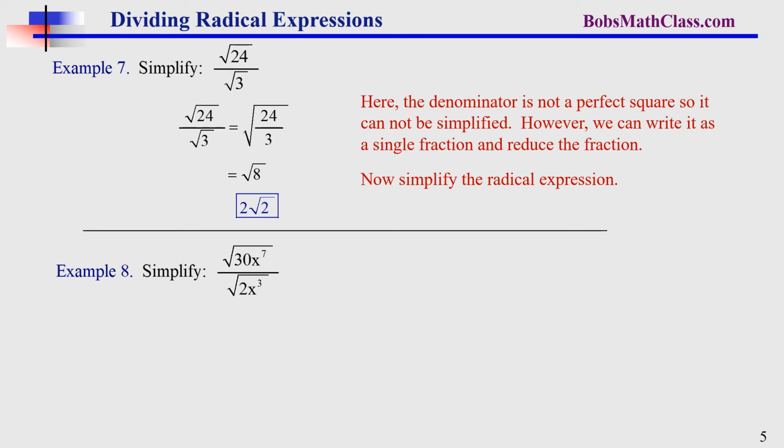We're going to do the same thing with example 8. Write it as a single fraction, and then reduce. 2 goes into 30 15 times, and there's 7 x's on top and 3 in the bottom, so that gives us 4 x's on top. Nothing left in the denominator. 15 is 3 times 5, so there's nothing we can do with that. But the index is 2. 2 goes into 4 twice, so we have an x squared outside and no x's left inside.